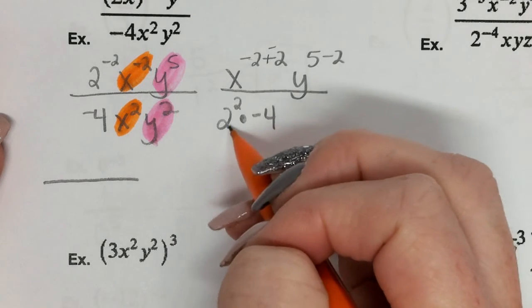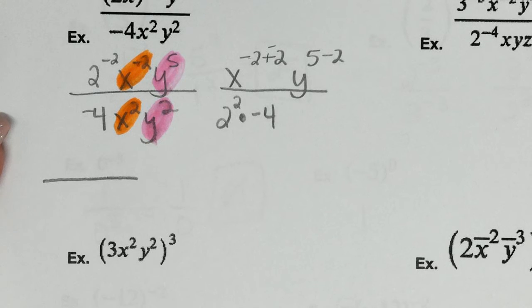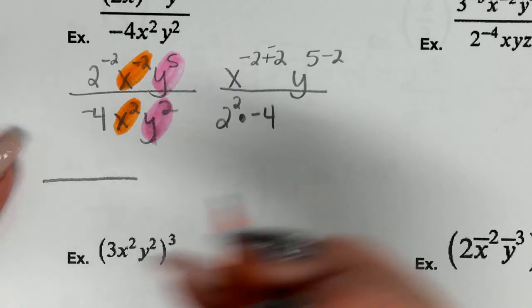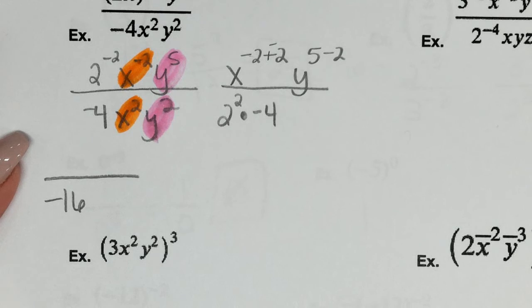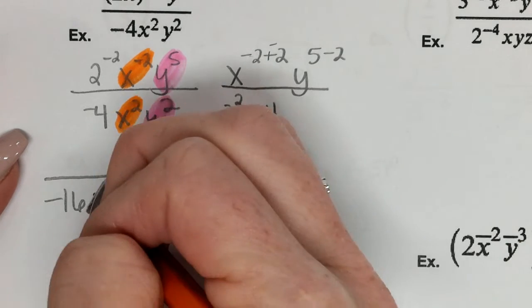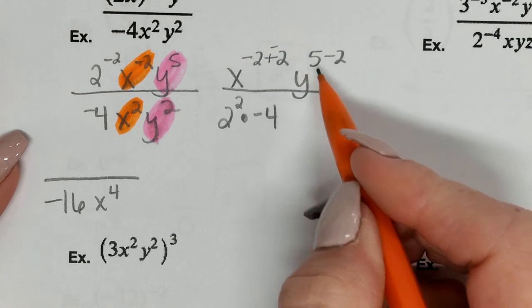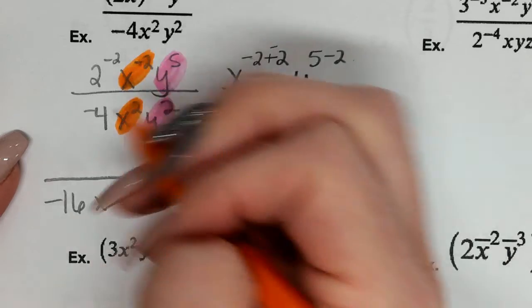Can I go ahead and combine these? What is 2 squared? What's 4 times negative 4? 16. Okay, I'm going to say it again. Negative 16. Thank you. And then what did we say was going to happen to the x? It's going to go to the bottom, x to the 4th. And what's 5 minus 2? 3. So where is it going to go? Y to the 3rd.